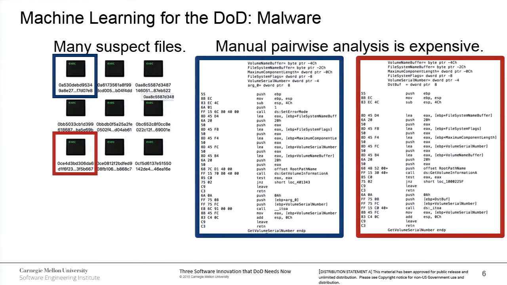In the traditional ways of doing this, what you often are reduced to is opening up a file in a disassembler, looking at all of that disassembled language, and then opening up another file and comparing them side by side. And this manual pairwise analysis is very expensive to do. So what if instead we could use those three different roles and give ourselves something better to work with? So this is what we did.